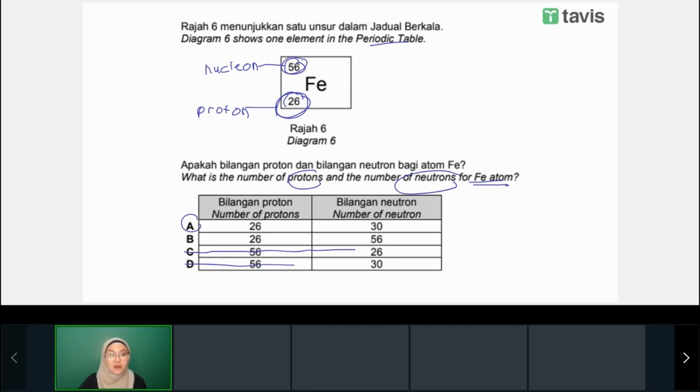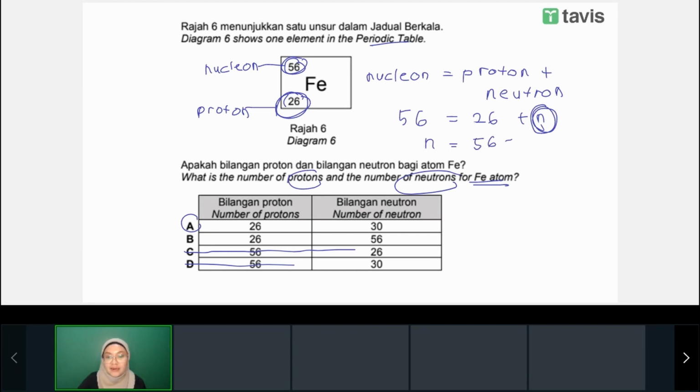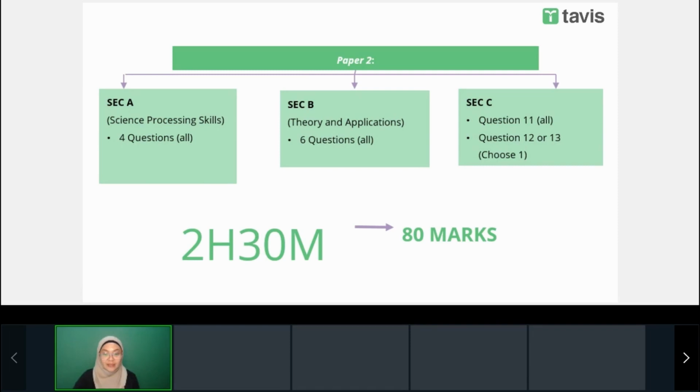This one is 56, the nucleon number. Okay, we go back to the formula. Nucleon number equals proton number plus neutron number. It is given 56 nucleon number and proton we have 26, plus neutron. This neutron is what we want. So neutron is 56 minus 26, you're going to get 30. So 30 is the answer. So A is the correct answer. Please be careful. Read the question until the end.